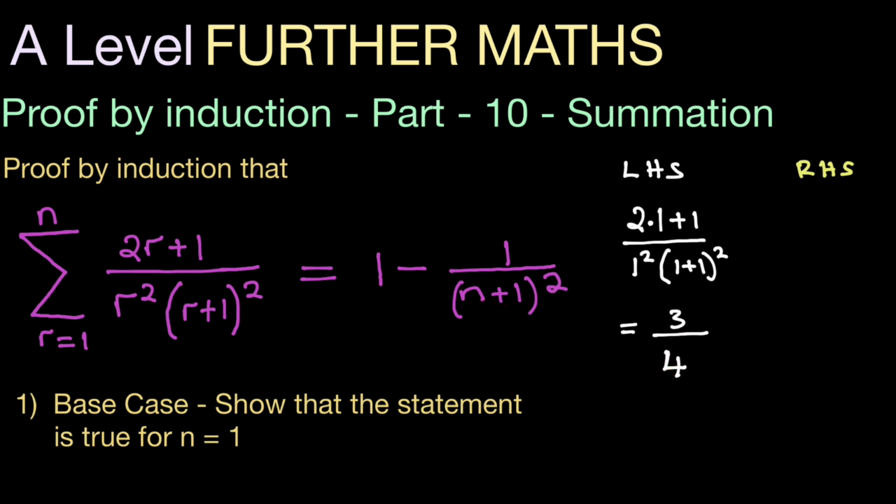And on the right hand side, we have 1 minus 1 over (1 plus 1) squared. 1 plus 1 is 2, and 2 squared is 4. 1 is the same as 1 over 1, and to make it the same denominator, multiply by 4, which gives 4 over 4 minus 1/4. Same denominator, so subtract the numerators, 4 minus 1, that'll be 3/4, which means the left hand side is correct. Therefore, the statement is true for n equals 1.